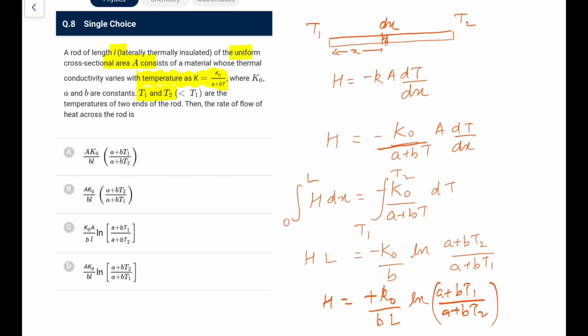So what is the result? I've missed an A, so this would be A. This comes out to be option C. That is the most appropriate one I can see from here.